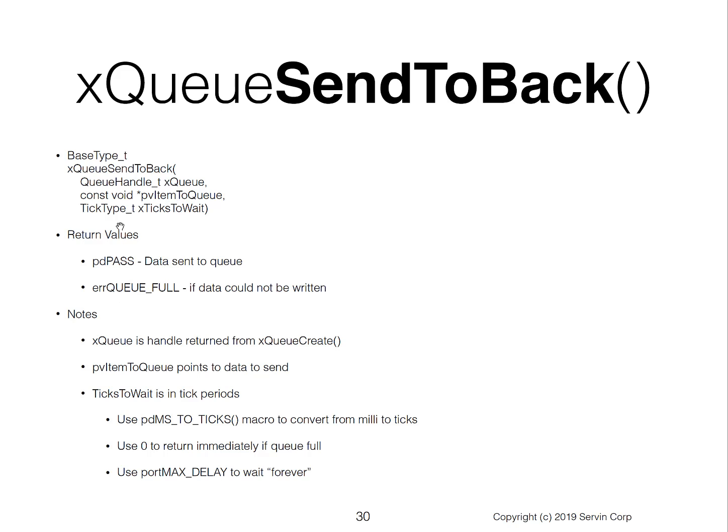Now, for this ticks to wait, you can obviously use pdMS_TO_TICKS to specify how long you want to wait for it. Or if you don't want to wait at all, just use 0. That says I don't want to wait, and I'm going to return immediately if it's full. Or if I just want to wait indefinitely, use portMAX_DELAY, and that way I'll wait forever for it to be available.